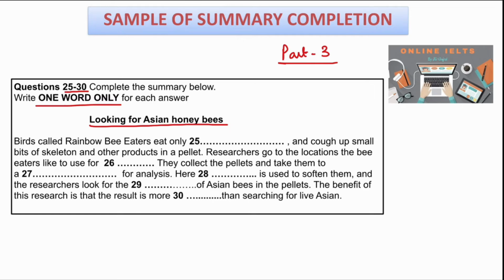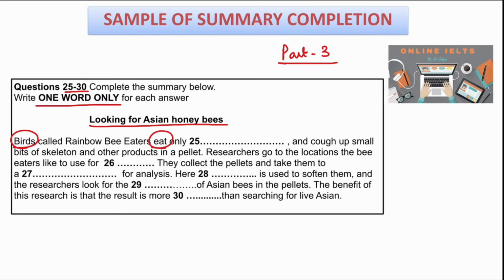Then marking the keywords is also very important. So we'll mark the keywords sequence-wise, and the summary will also come sequence-wise. It will be in the same order. So for question number 25, if we talk about the left side of the blank, the keywords are birds and eat only. The name is given, rainbow bee eaters. So in the whole summary they will maybe talk about rainbow bee eaters, but you have to mark the word birds, and what they eat. So here maybe synonyms can be used and they will use the word feed instead of eat. So you have to recognize these words when you listen to the audio.